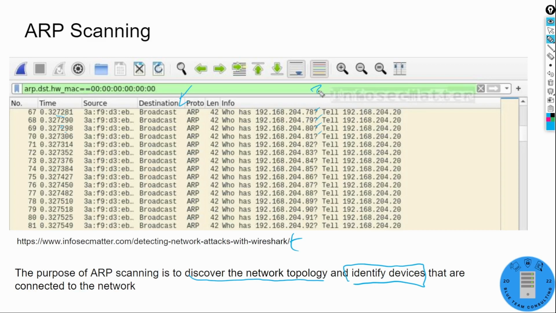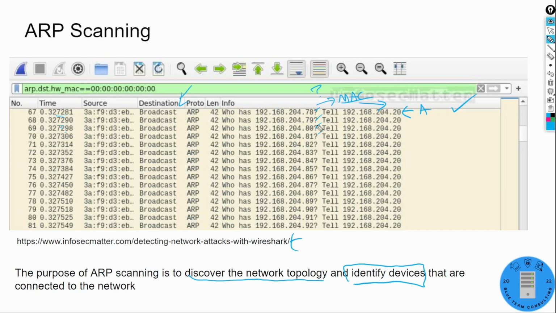It's saying, is 78 up? Is 79? Is 80 up? If so, tell 192.168.204.20, which is the attacker machine or wherever they're sitting. So if the attacker gets a reply for, hey, who has 192.168.204.78, and the 78 replies with, oh, that's me, this is my MAC address, the attacker knows that that machine is up.